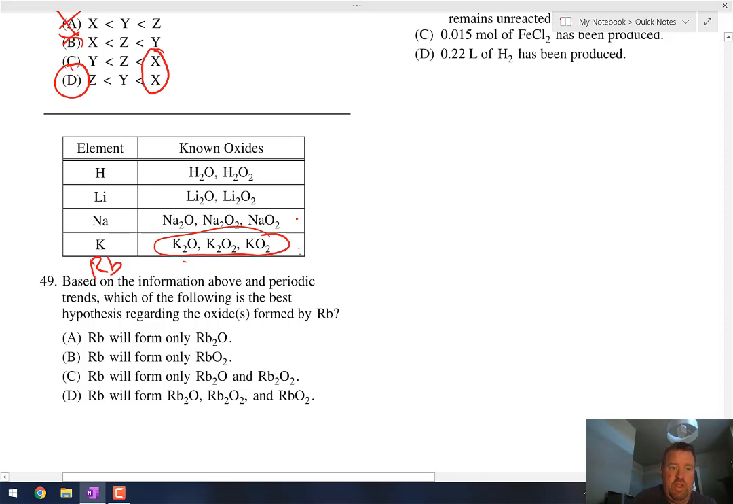Okay? So if sodium does it, potassium does it, and as you go down, again, the higher ones don't do it, you can presume that rubidium would also do the same thing as sodium and potassium, which means it is D.